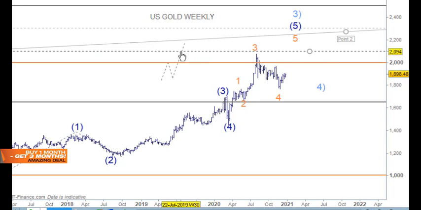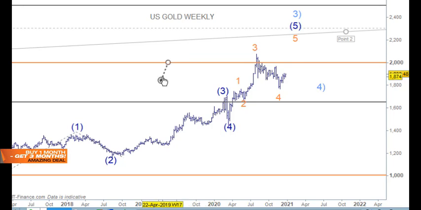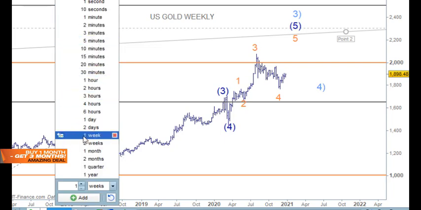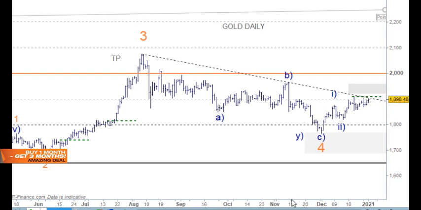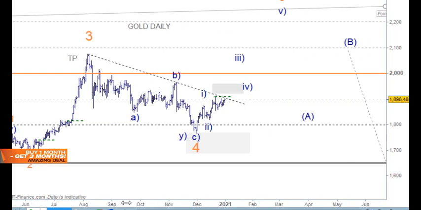So I'm just cleaning a few things up here. Let's move into the daily chart now and take a closer look at this. It'll just be a quick video today. I've got a bit of work to do coming back on board.